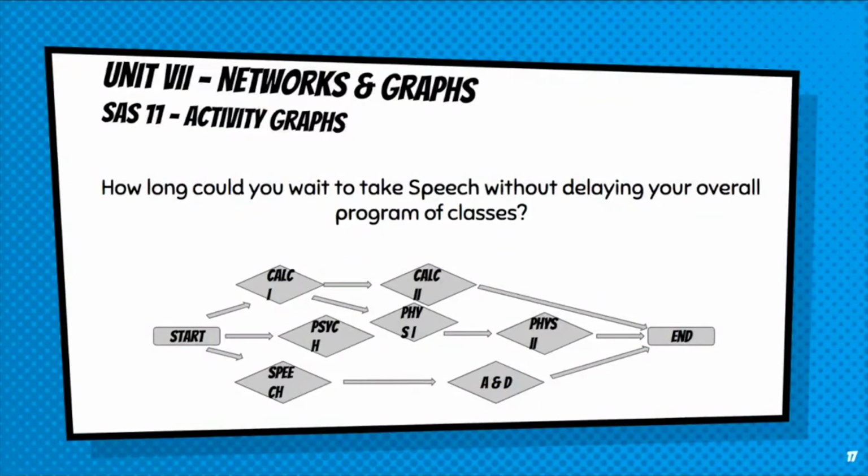All right. How long can you wait to take speech without delaying your overall program of classes? Now look at the pathway that speech is on. There's speech and argument and debate. The longest pathway we said was Calculus 1, Physics 1, and Physics 2. That's 3 semesters. In order to get done in 3 semesters, speech and A&D is a 2-semester pathway. We can only delay it by 1 semester and still remain inside the 3-semester threshold. So the answer is you can only delay the speech class by 1 semester.